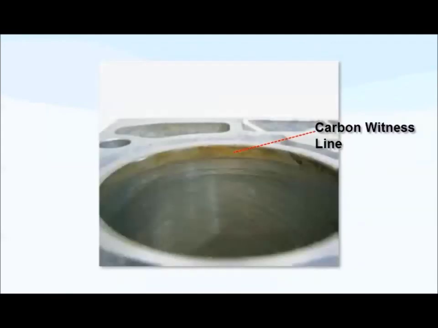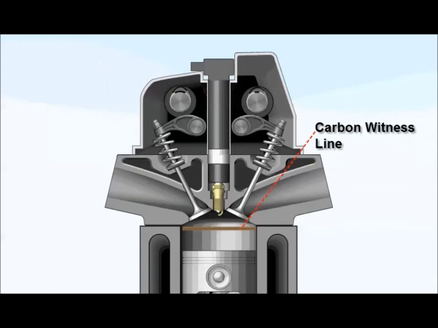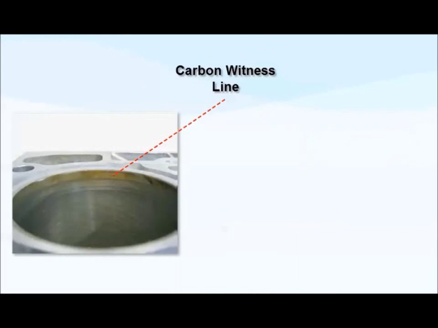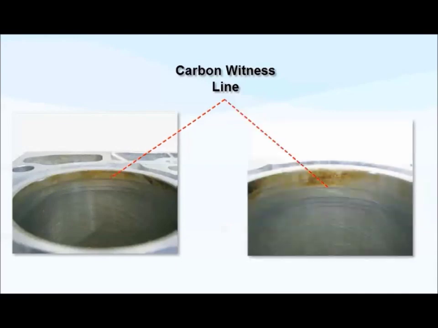After checking the piston top, look over the cylinder walls for scuffing or other damage. Pay special attention to the carbon witness line. The top piston ring creates this line, and using it can help identify a bent connecting rod. The carbon witness line shows the highest point the piston has traveled and should be the same for all cylinders. When there's a difference from cylinder to cylinder, the lower witness line indicates a bent rod.